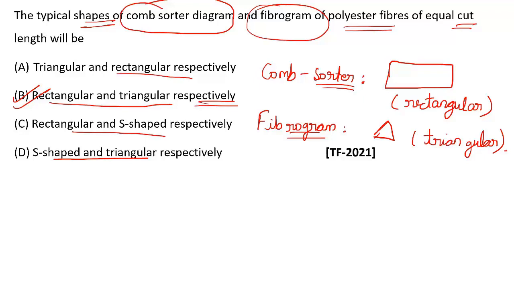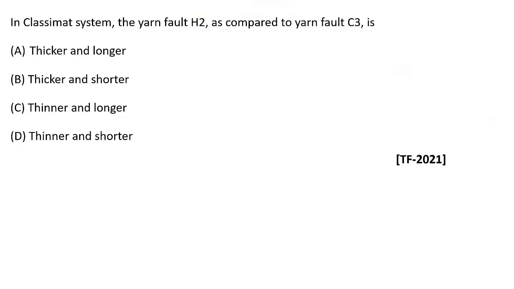Now coming to the next question. In the Classimat system, the yarn fault H2 as compared to the yarn fault C3 is thicker and longer, thicker and shorter, thinner and longer, thinner and shorter. So before answering, you have to know what the yarn faults are and which types of yarn faults are thicker, which are smaller, which is the thinnest.